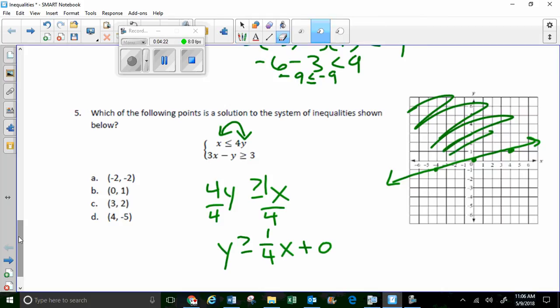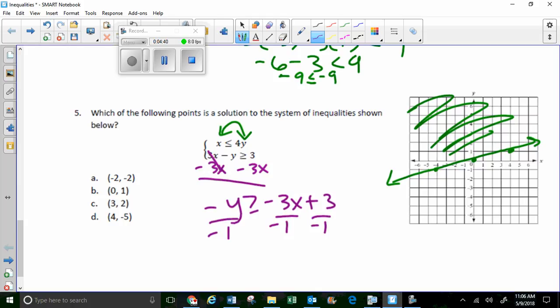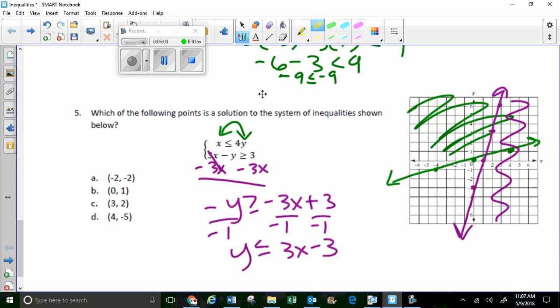Cool. And I know I might be going fast, but like I said, you can pause it and go back if you need to. So for this one, again, I'm going to solve for Y. So subtract 3x on both sides. So you'll get negative Y is greater than or equal to negative 3x plus 3. Divide by negative 1, which means you need to flip your inequality symbol. So that gives me less than or equal to, so I'm going to go to negative 3, go up 3, right 1, up 3, right 1, up 3, right 1, draw that solid line, and shade below. So my double shaded region has to be shaded for both. It's going to be right here.